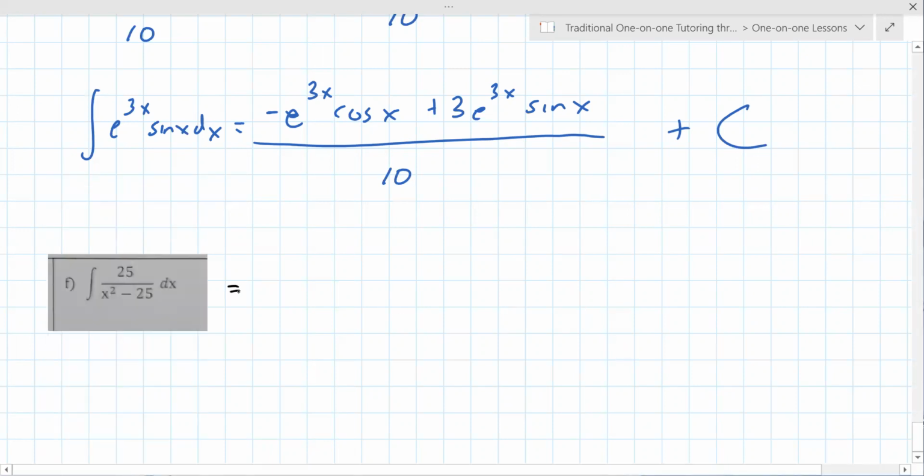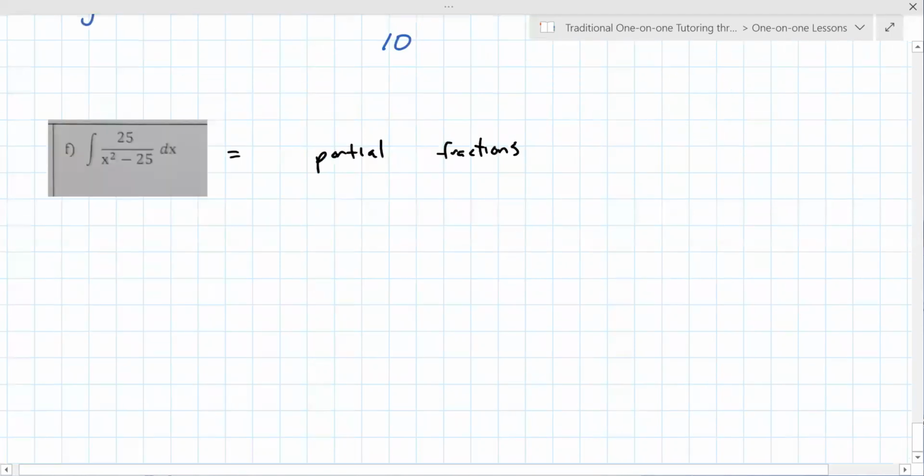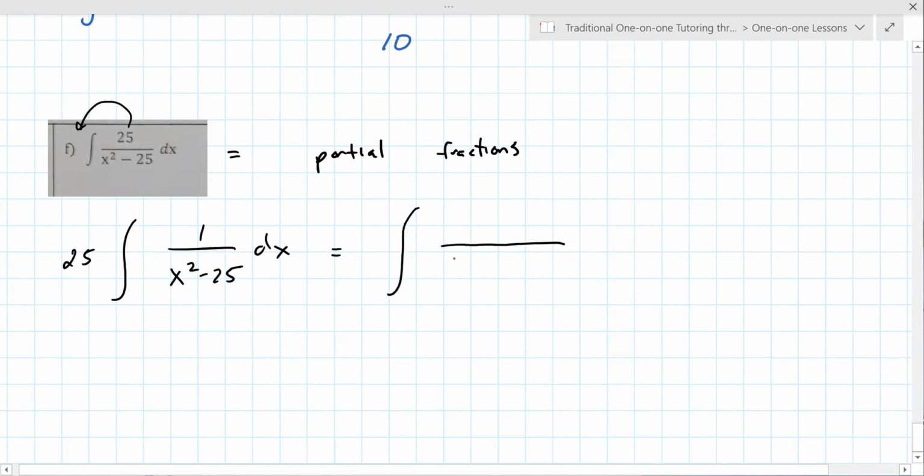So as I was mentioning, that's the challenge here: this is a partial fractions problem. And unless you've done a bunch of these, you wouldn't know that in advance. So this 25 can actually come out. So it's 25 integral 1 over x squared minus 25 dx. And you're supposed to recognize that the bottom can be factored: x minus 5, x plus 5.